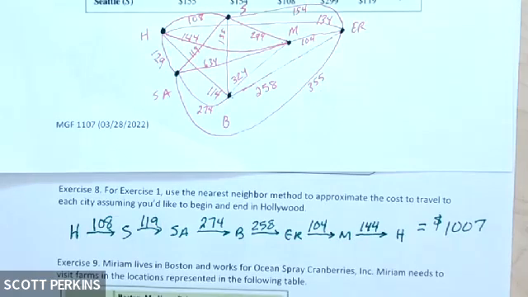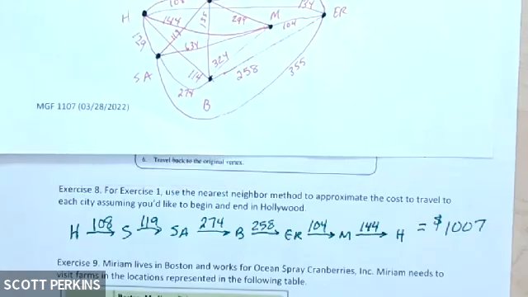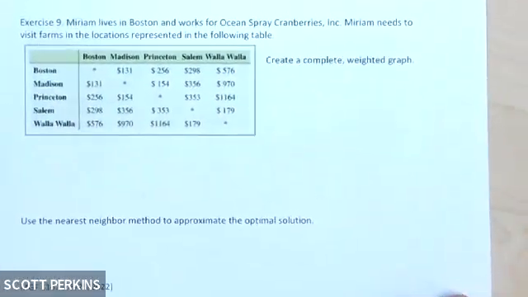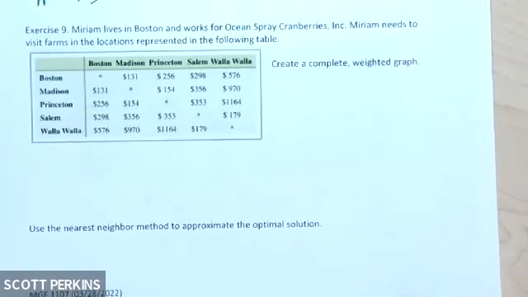Okay. So we've got about 11 minutes left in class. That should be plenty of time. What I would like you to do to finish our time up is I've given us one more chart. Exercise 9. This time we just have 5 vertices, so it's a little bit better. I want you to create the complete weighted graph of that, and then use the nearest neighbor method to help Miriam, who lives in Boston, visit each of those cities and return to Boston.